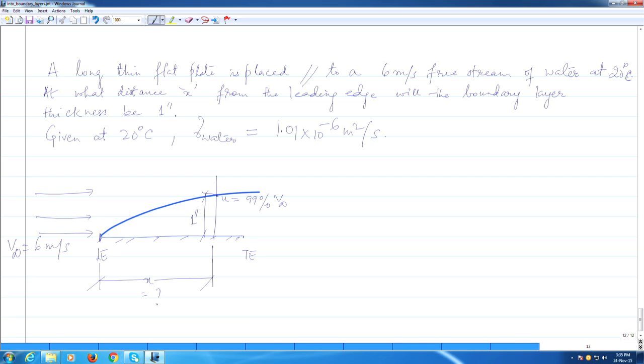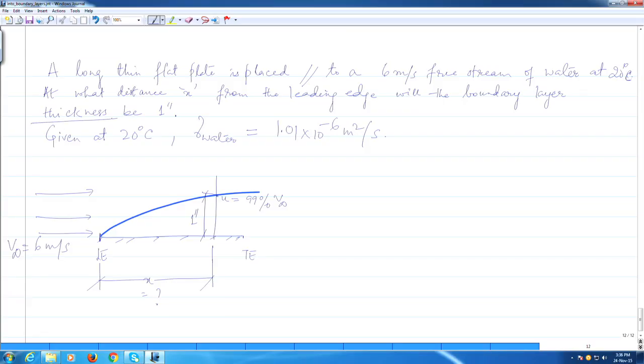Let us do that in the next module. There is also this word, thickness. There are these terminologies associated with the boundary layer thickness: displacement thickness, momentum thickness, and so forth. We will start understanding those things right in the next module. Okay. That is for now.